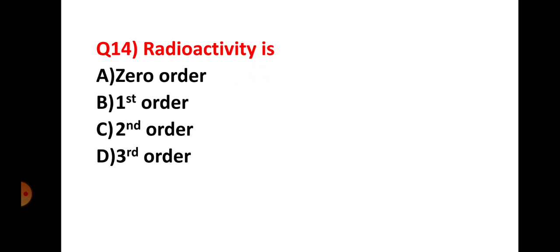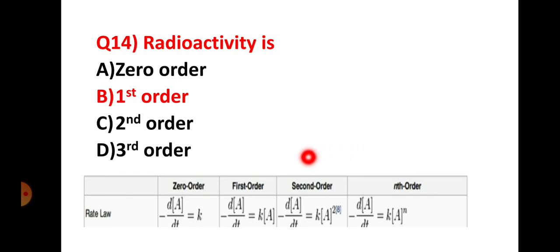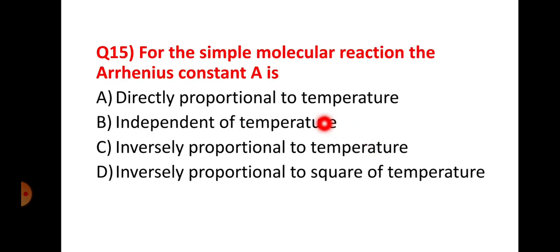Radioactivity is. If we solve the radioactive decay equation, then we reach the conclusion that it exactly resembles the first order equation. So radioactivity is a first order equation, option choice B. Now let's move to question number 15.